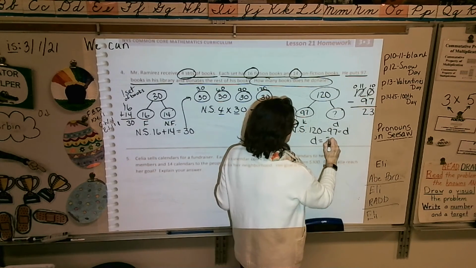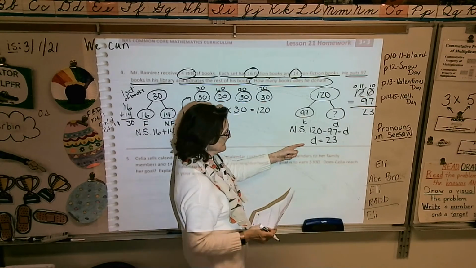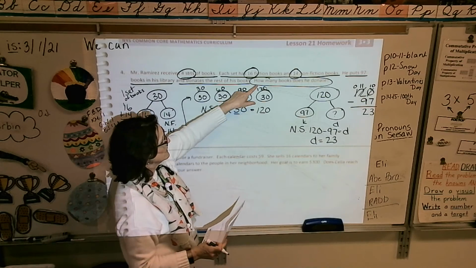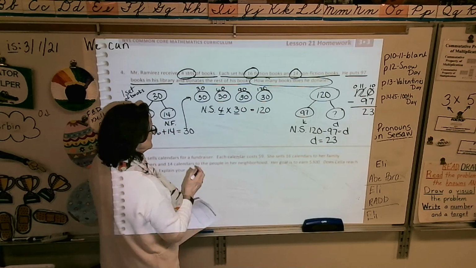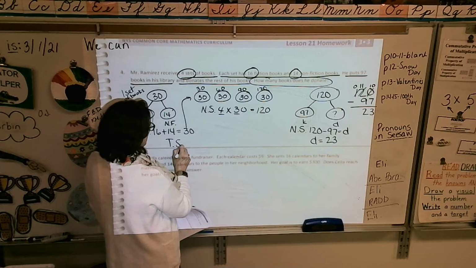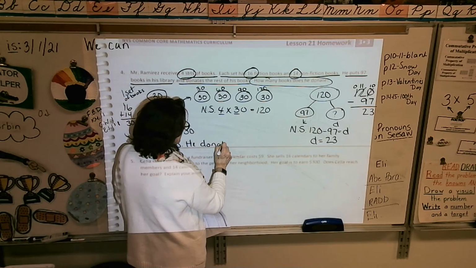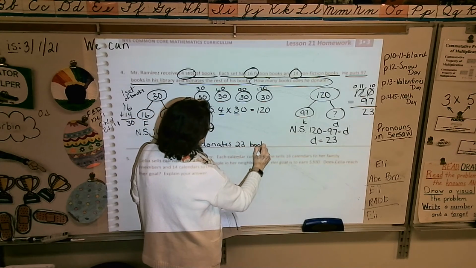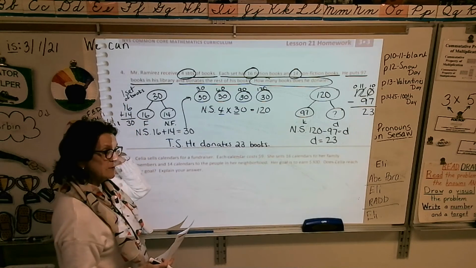So D equals 23. And remember, what does D represent? It represents the books he donates. So we answered this question with our target sentence. How many books does he donate? TS, he donates 23 books.